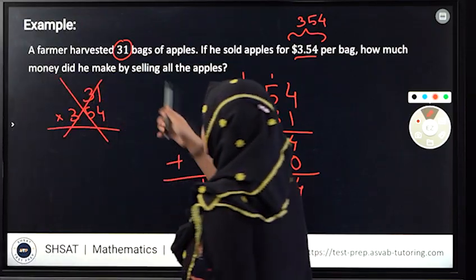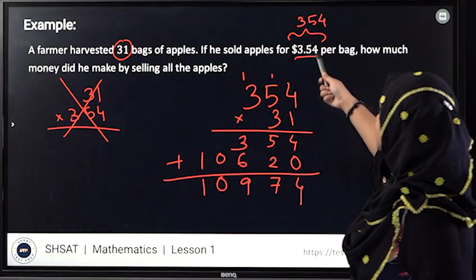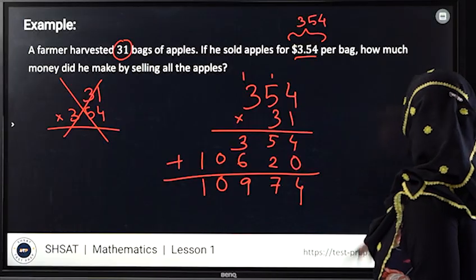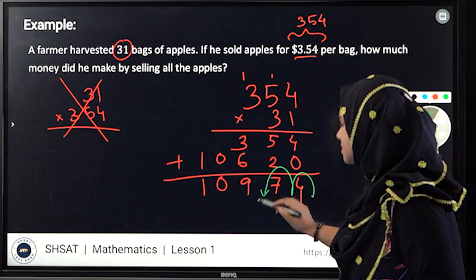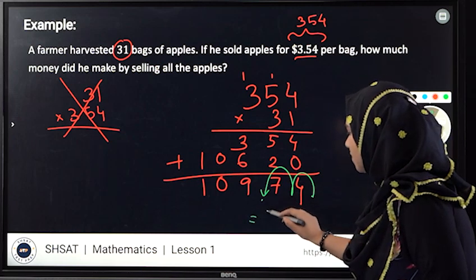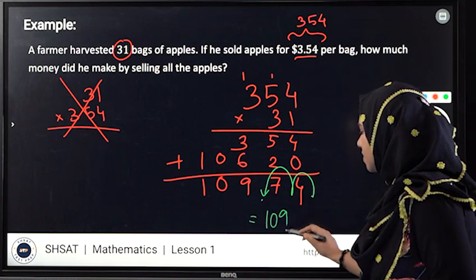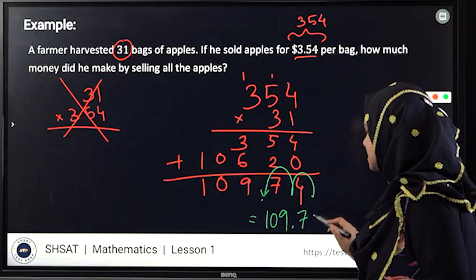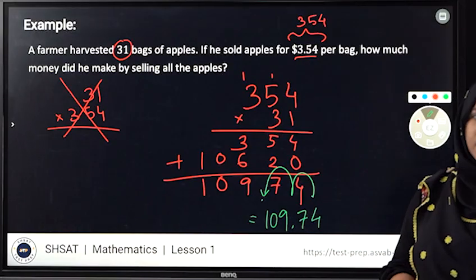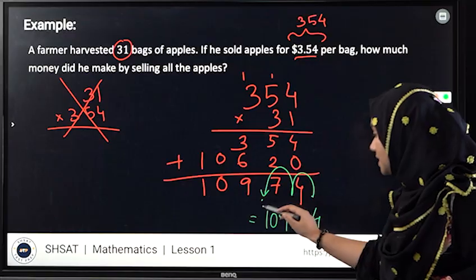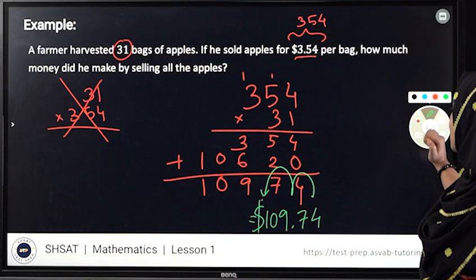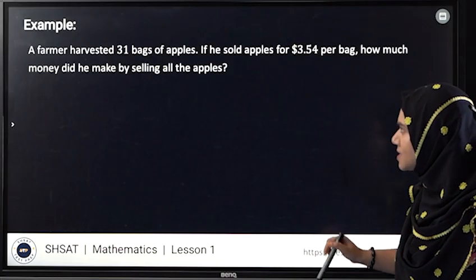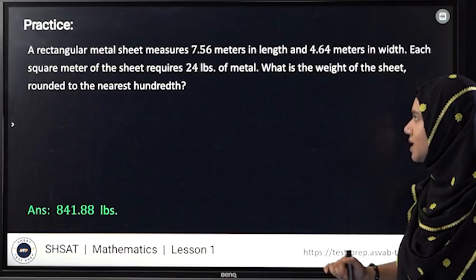How many decimals? No decimal right here, but we have 2 decimals here, which means we are going to go 2 units to the left, right? So that gives me the final answer of 109.74. That's the amount of money that he did get. So let me just put a dollar sign. Cha-ching, okay? So with that being said, this example, I hope you did understand.